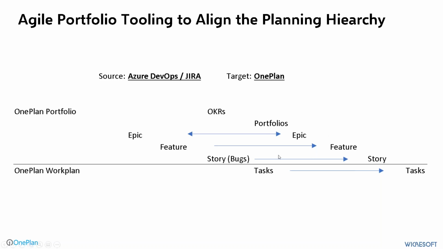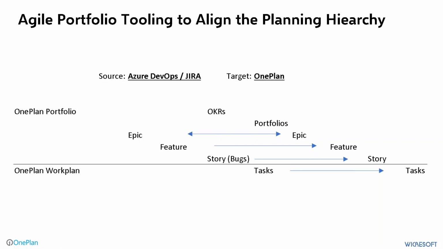And so here, just for simplicity's sake, we have our OKRs, which are going to be defined in OnePlan, our portfolios, which are going to be defined in OnePlan, and then you can see Epic. So epics can be defined in OnePlan as well as defined in our team planning tool, Azure DevOps or Jira. OneConnect is bi-directional, so you can have those created in either way. Your process will define how you do this.